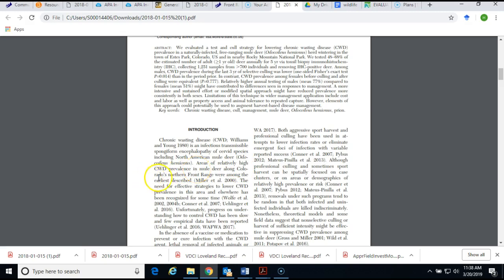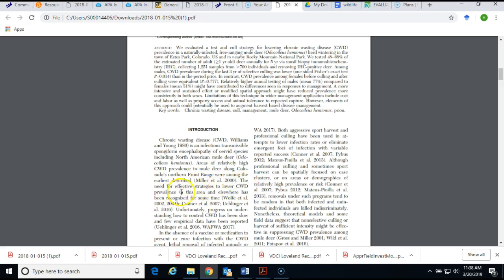Areas of relatively high CWD prevalence in mule deer along Colorado's northern Front Range were among the earliest described. And they're saying, okay, Miller, who also works at the research facility, and others. That's what et al. means. So that means that there were more than 3 authors, or more than 2, depending on what style they use for citations. In a publication in 2000, they said that it's a really high prevalence rate in the northern Front Range.